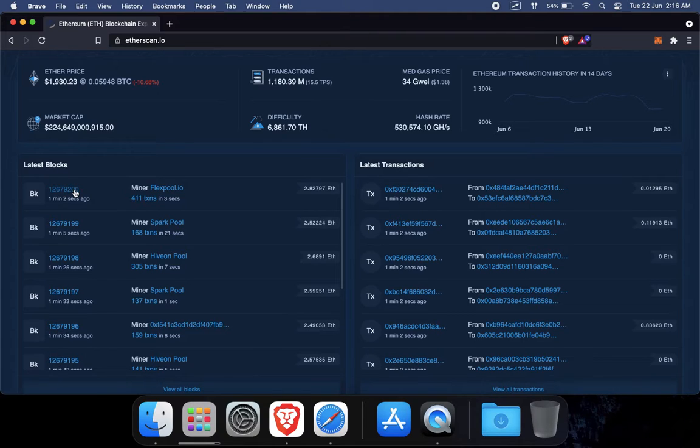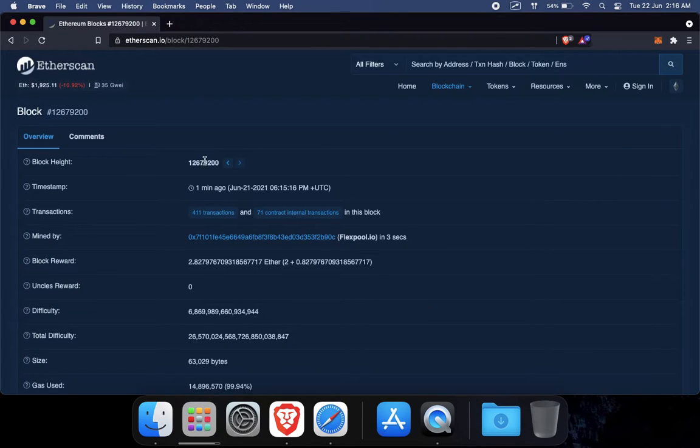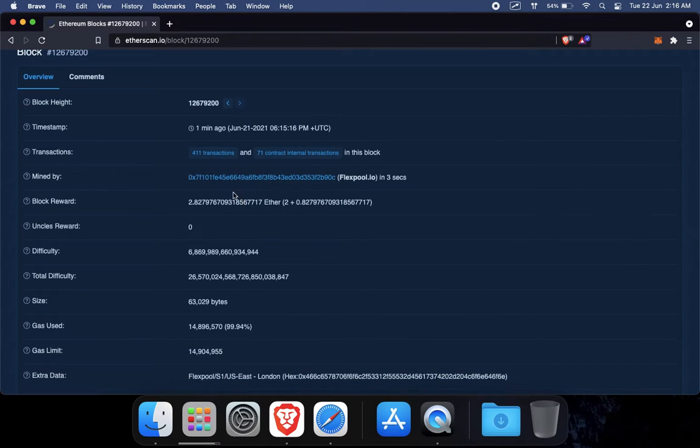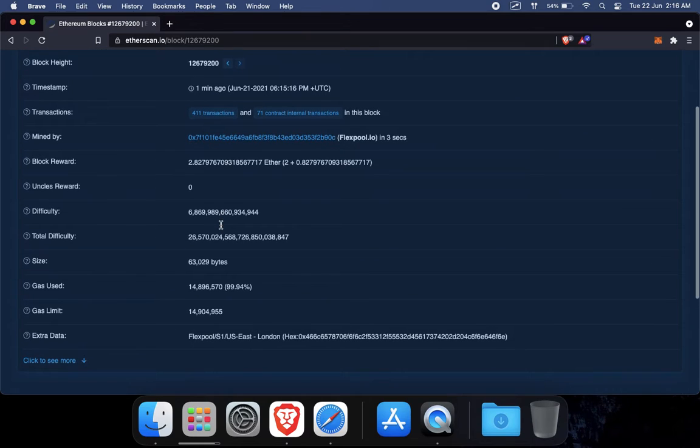So if I actually go here, let's click on the block, right? This is block 1267920. You can actually look at all the details in this block. It was mined 1 minute ago, 411 transactions inside of it, 771 contract internal transactions. It was mined by flexipool.io in 3 seconds. Pretty quick. All right, the block reward is paid to the miner.